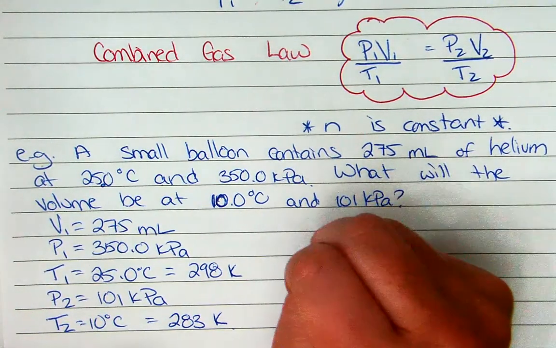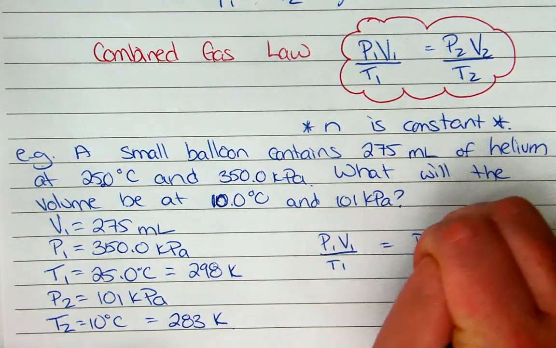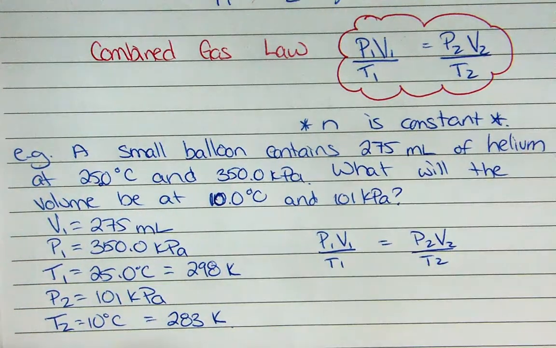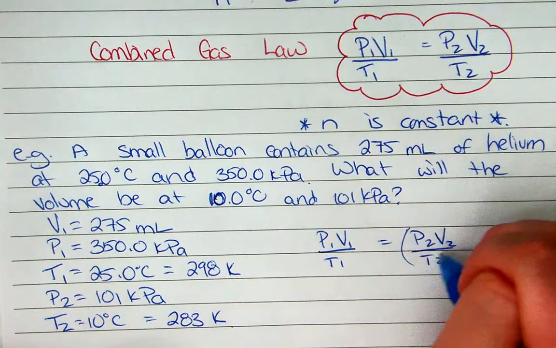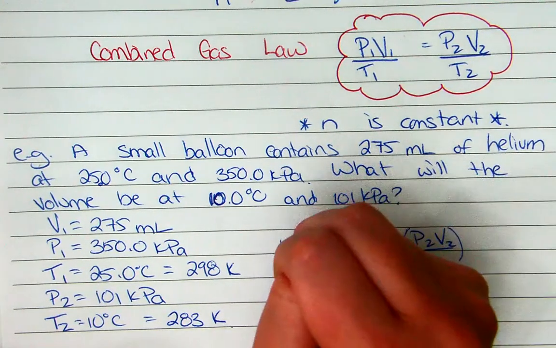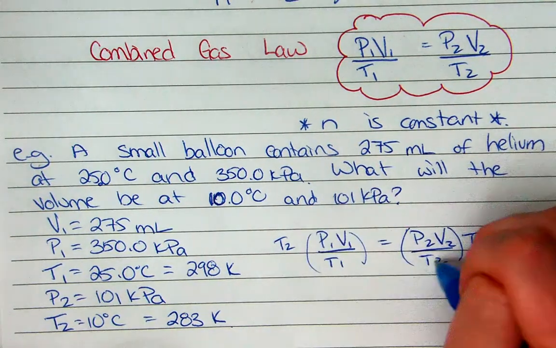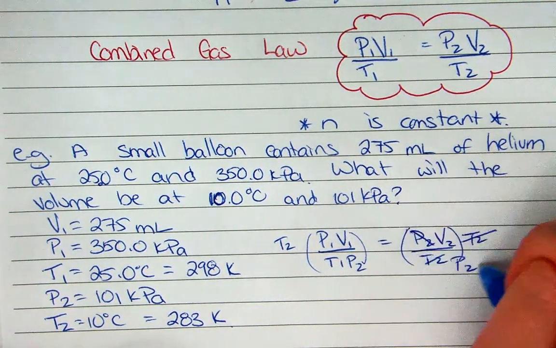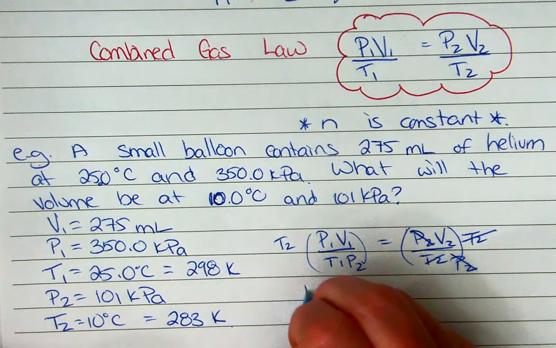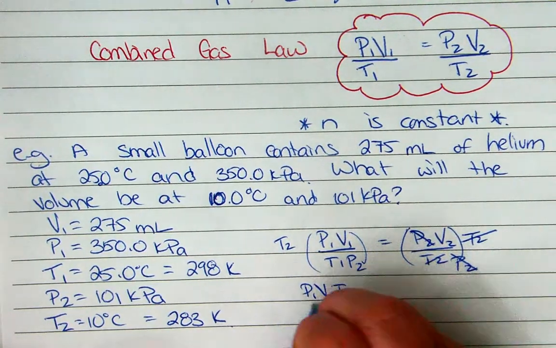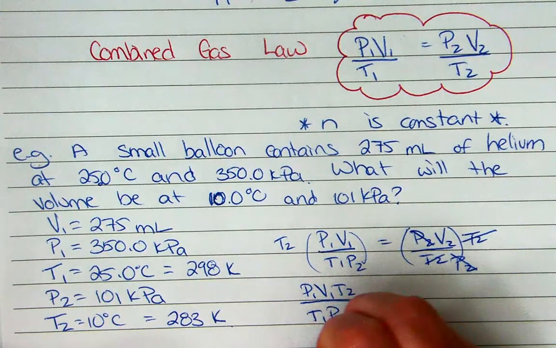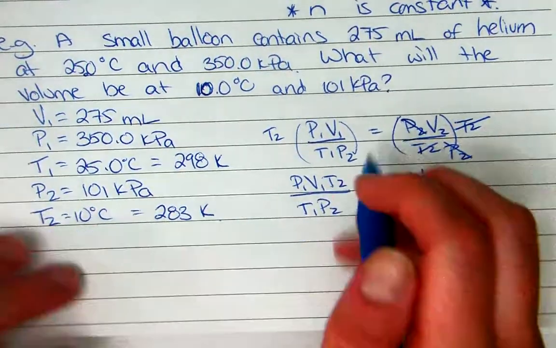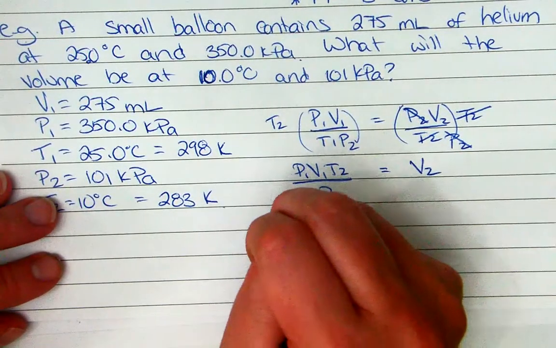So P1V1 over T1 equals P2V2 over T2. We want to get V2 by itself. So both sides are going to be multiplied by T2. Both sides are going to be divided by P2. So we're left with P1 V1 T2 over T1 P2 equals V2. Whoa. Fill in these values.